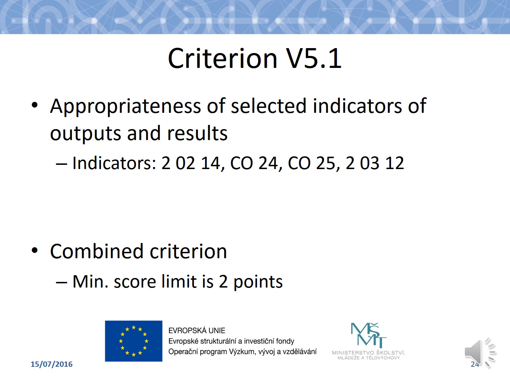Criterion V 5.1. Appropriateness of selected indicators of outputs and results. Indicator 20214. At the time of the opening of the project application in the system, the indicator was not loaded automatically for approximately 14 days in late May due to a system error. It's therefore possible that if the application was created at this time, it does not contain this indicator.